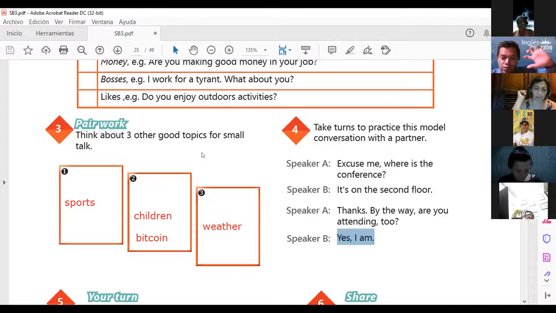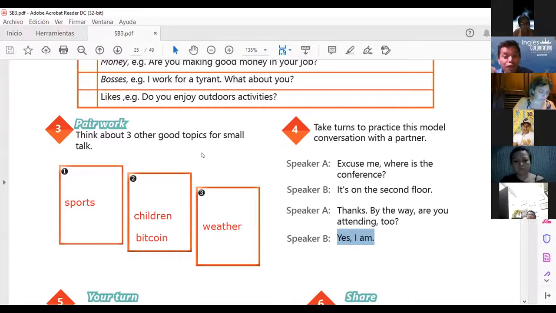Okay, de esa pequeña conversación, that small talk, ¿tienen alguna palabra que no comprendamos? ¿O comprendemos todo? Do we understand everything? The meaning of by the way. By the way means por cierto. Por cierto. Yes. Okay. Right? Yeah, por cierto, by the way. Yeah, by the way, I got more people today. Hey, you got 19. One more is missing.